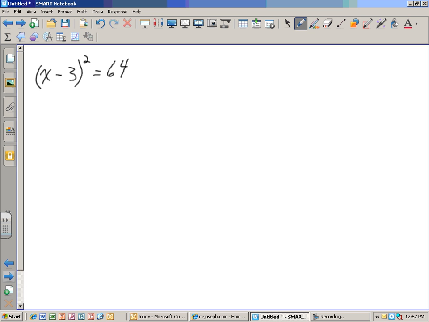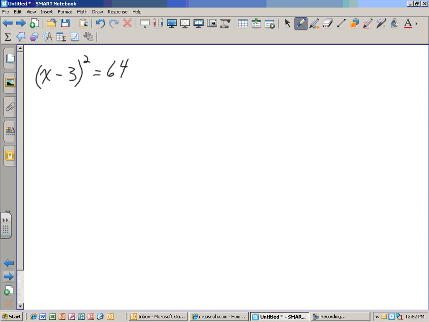(x minus 3) quantity squared equals 64. Okay. Do not FOIL this out. Do not FOIL x minus 3 times x minus 3. You're just opening up a can of worms right there. Don't do it. But what we can do from here is take the square root of both sides of the equation.